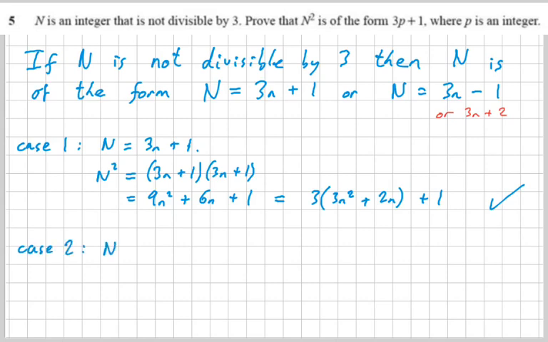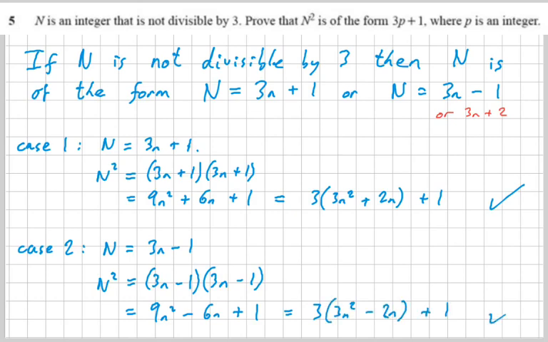Okay, just go through the same motions for case 2. And finish off by putting that also in the form 3 times something plus 1. And I've not left enough space for a conclusion. But there's my conclusion, which would go underneath both of these cases.